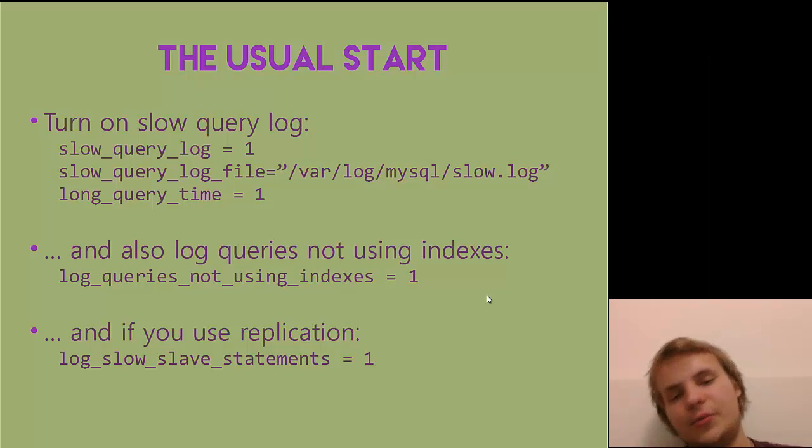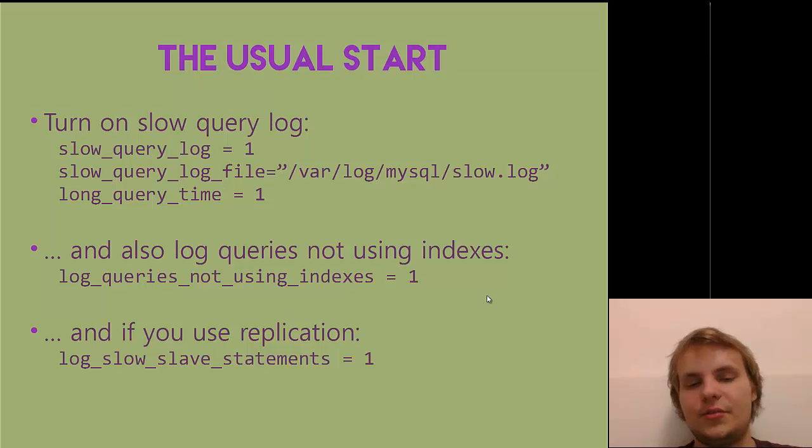So just in case, also log all queries that are not using indexes because indexes are very important for your performance. So this next line, log queries not using indexes also equals 1. And if you use replications, if you have multiple slaves and a single master, you should also log slave statements.